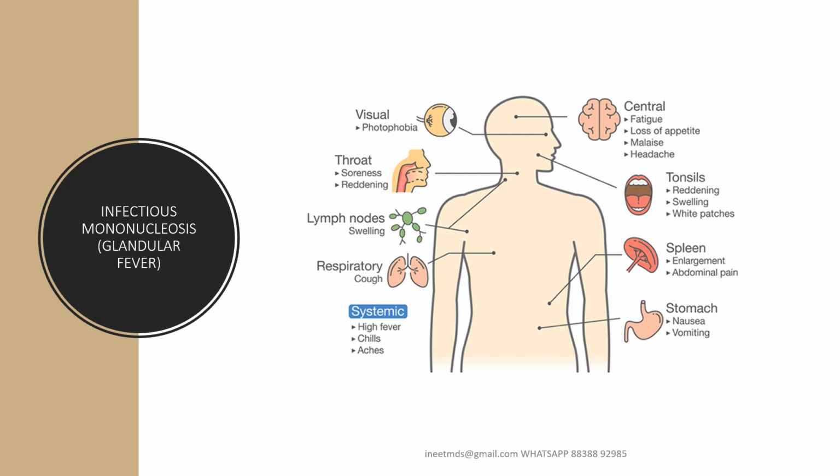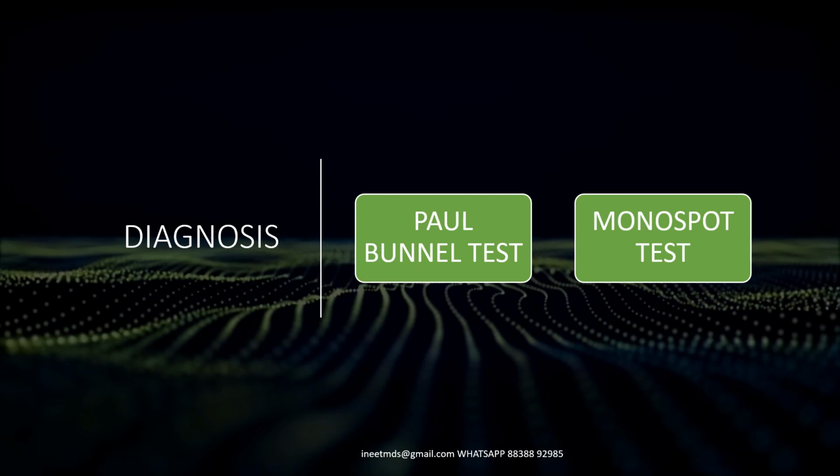Next one is infectious mononucleosis, or the other name for that is glandular fever. So, the patient will present with high fever, chills, generalized lymphadenopathy. The patient will have soreness of the throat, and there are other findings as well. So, just remember infectious mononucleosis, the other name for that is glandular fever, and the associated virus related to infectious mononucleosis is Epstein-Barr virus. The diagnosis for infectious mononucleosis is Paul Bunnell test or monospot test.